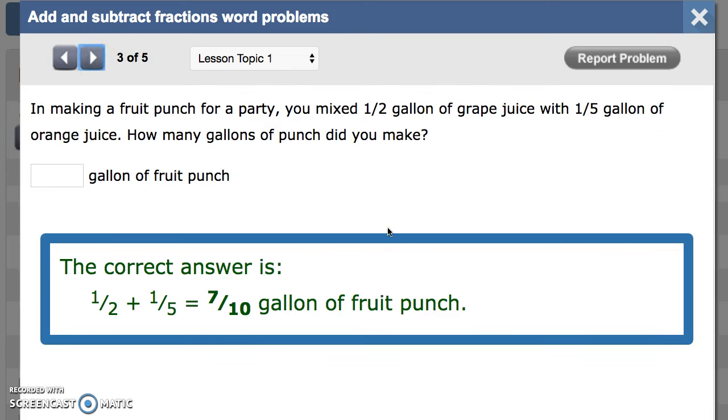Okay, in making a fruit punch for the party, you mixed 1/2 gallon of grape juice with 1/5 of a gallon of orange juice. How many gallons of punch did you make? So this is finding the total amount of punch you made, 1/2 gallon plus 1/5 of a gallon, and we get 7/10ths of a gallon once we find a common denominator.